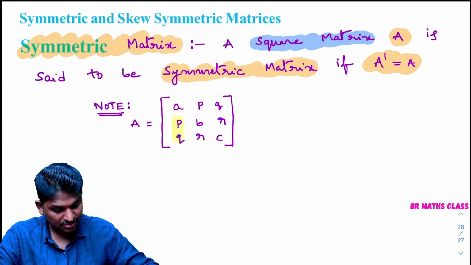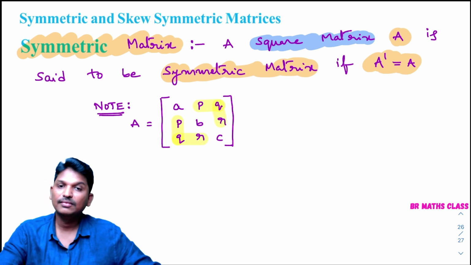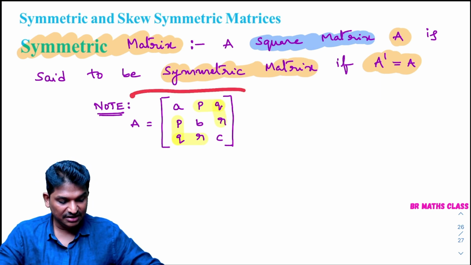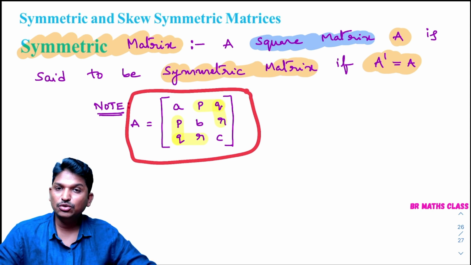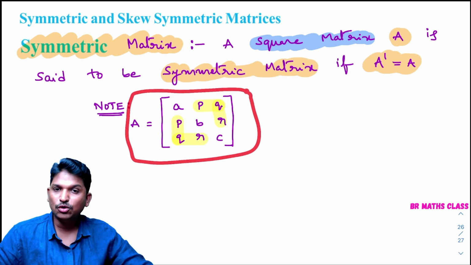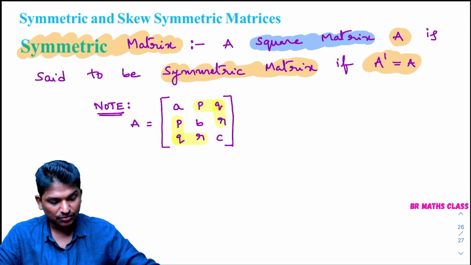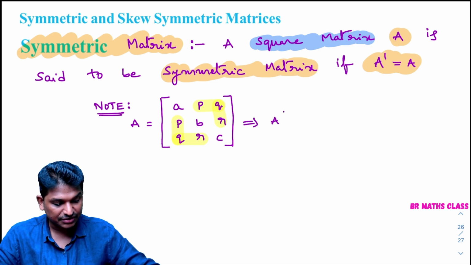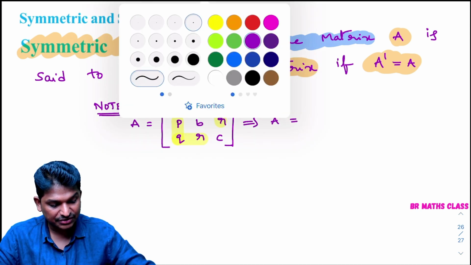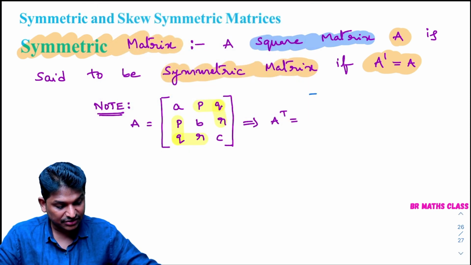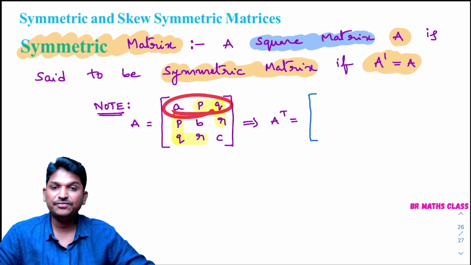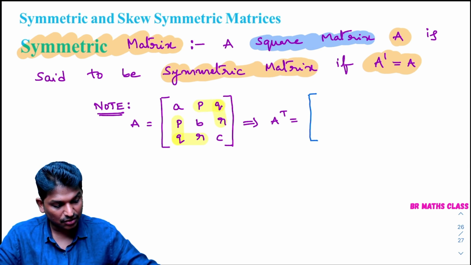Observe this pattern. P, Q, R. This is a square matrix. If I do its transpose, definitely I'll get A only. If you want, we'll check now. We'll write its transpose. How to calculate its transpose? Just interchanging first row into first column. Here first row is there. You write it as a first column.